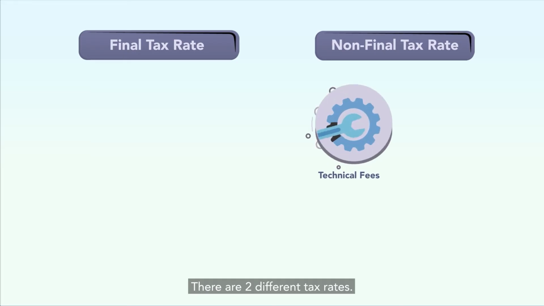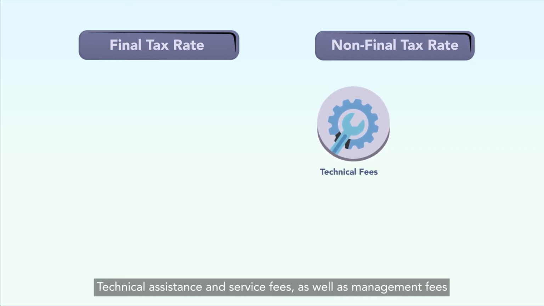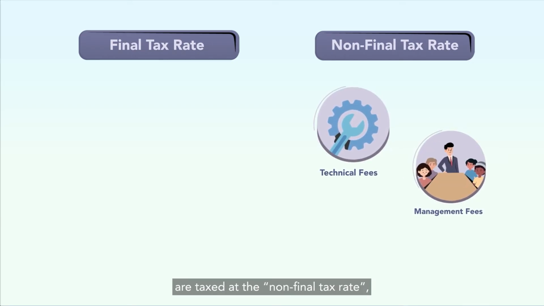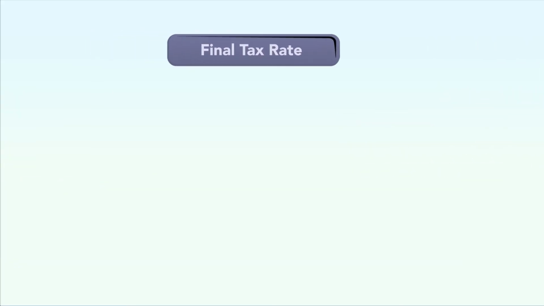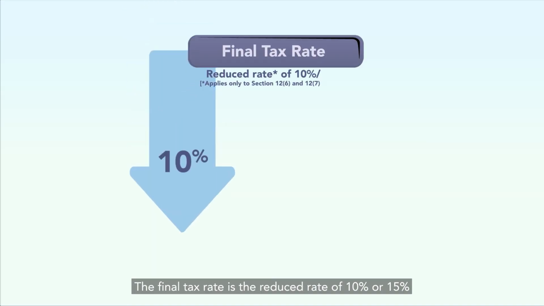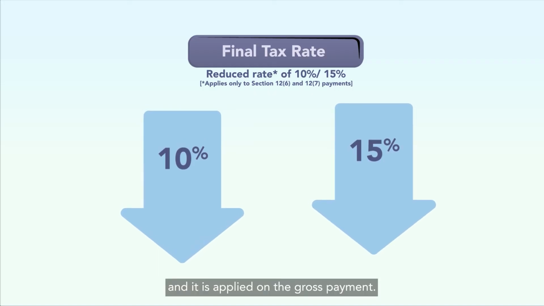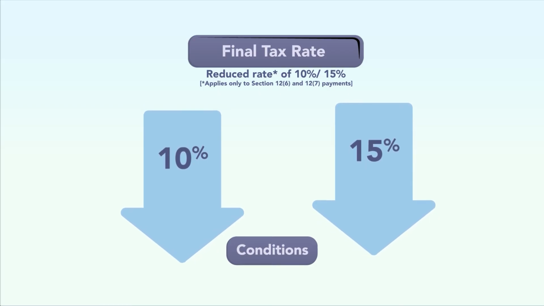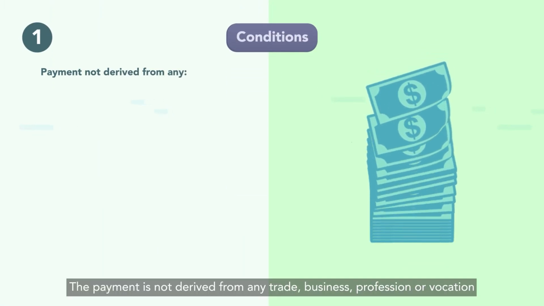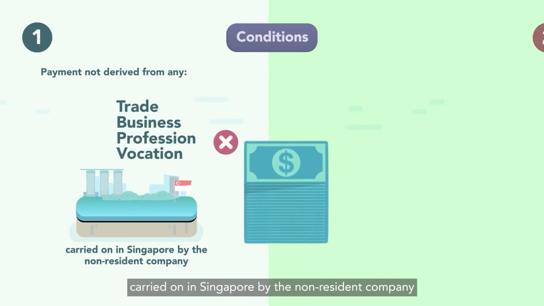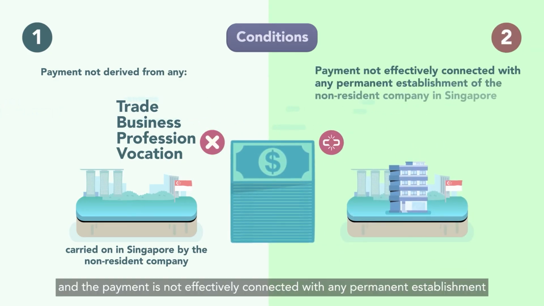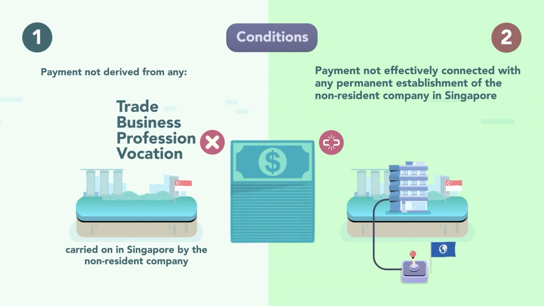There are two different tax rates. Technical assistance and service fees, as well as management fees, are taxed at the non-final tax rate, while the other types of payments are taxed at the final tax rate. The final tax rate is the reduced rate of 10% or 15%, and it is applied on the gross payment. The following conditions need to be met for the reduced rate to apply. The payment is not derived from any trade, business, profession, or vocation carried on in Singapore by the non-resident company, and the payment is not effectively connected with any permanent establishment of the non-resident company in Singapore.